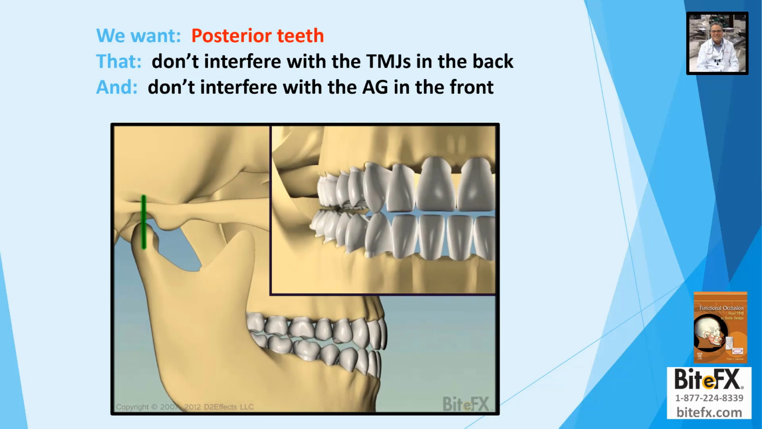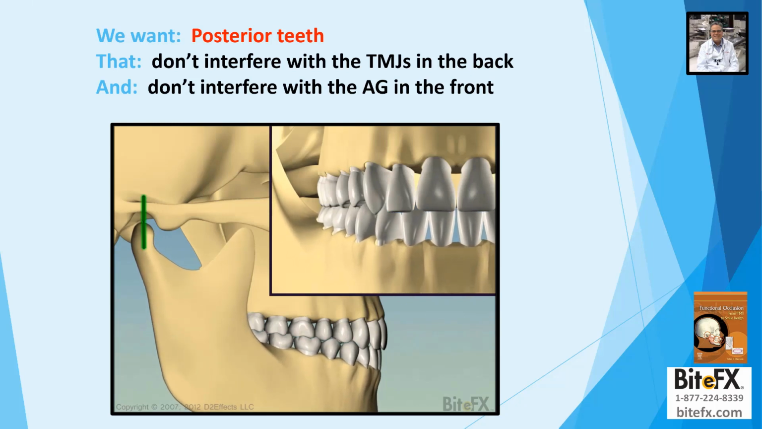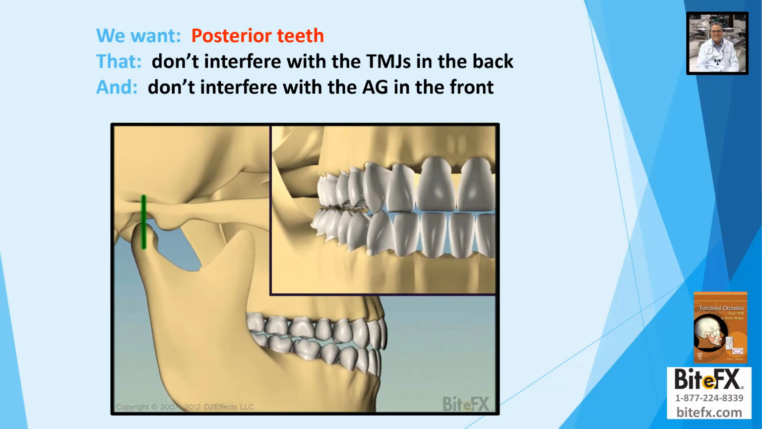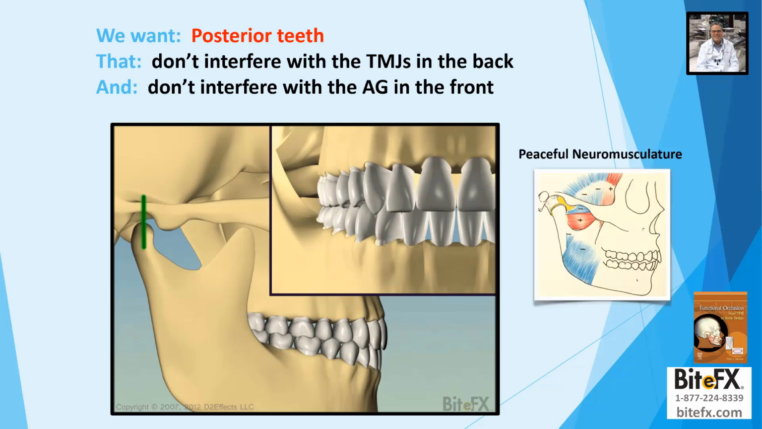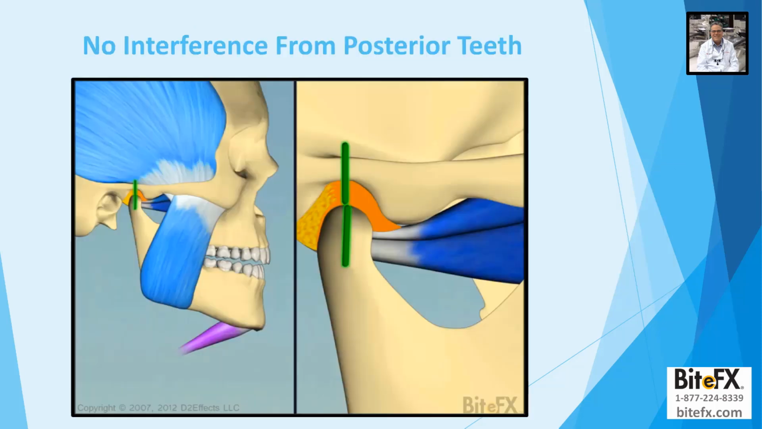Anterior teeth are discluding, to the canine, to the right and left, with no posterior teeth contact. These posterior teeth cannot rub because they don't interfere with the complete seating and they don't interfere in any of the lateral movements or forward movement. If we have that, we have a peaceful neuromusculature.